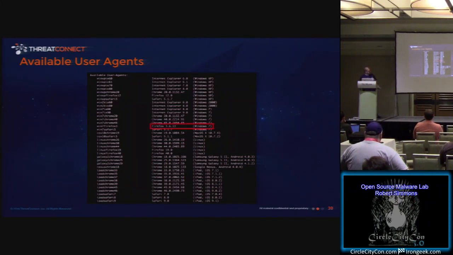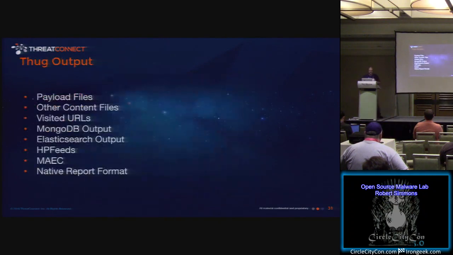That one doesn't show up very well, but this is Windows 7 and Firefox. I've had a lot of good work with that. Also IE 8 and Windows 7. So from the output of Thug, you get payload files, so you're going to want to automate sending payload files over to Cuckoo for analysis. And then you also get further visited URLs.